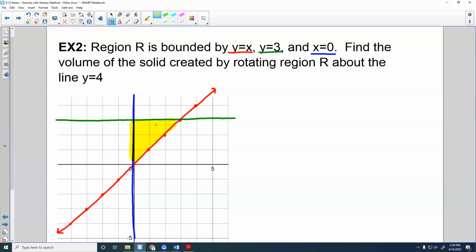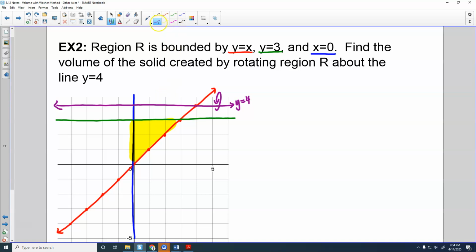But what are we rotating around? Y equals 4. So we are rotating around this line up here. This is our line that we are rotating around. So this is going to have a hole in the middle because there's space between your region and the line that you're rotating around. So you're going to have a capital R and a lowercase r for this.